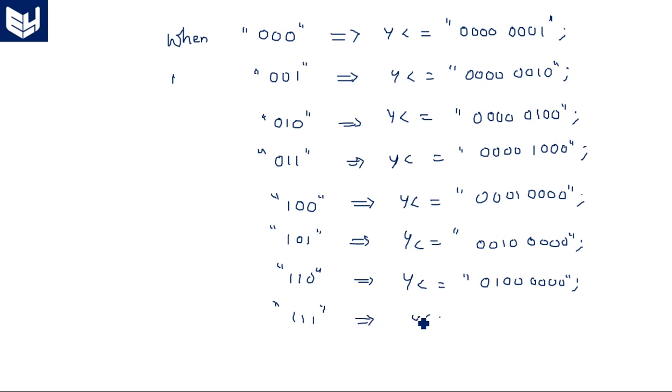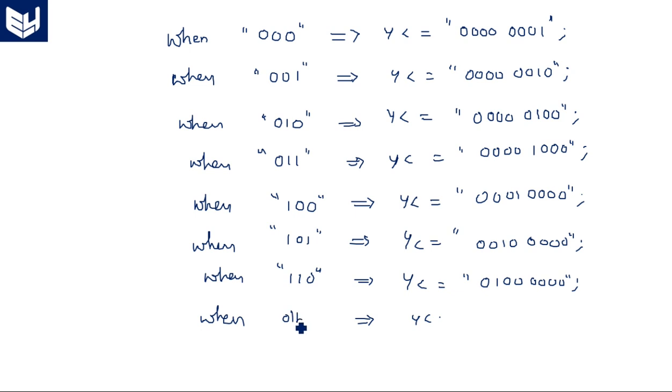And for 111, for all ones we can write others. I told you already, others specifies that it is the last statement. When others, you have to write when in front of this; I didn't write it, otherwise I will write when. And the last one is when others, y is equal to this one. So others specifies it is the last line of the conditional statements. After that, you should not write any other conditional statement.